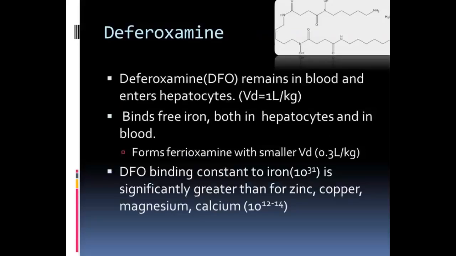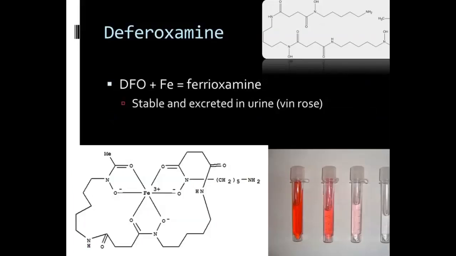This is the one chelator that has a slightly higher volume of distribution. There is evidence that it travels into the interstitial space and hepatocytes. It binds with iron to make ferrioxamine, which has a much smaller volume of distribution, so it redistributes to the vascular compartment and then is excreted. So it does bind iron much better than it binds things like zinc and copper, but as with every other chelator, it's always possible that it would bind some of those minerals and metals.